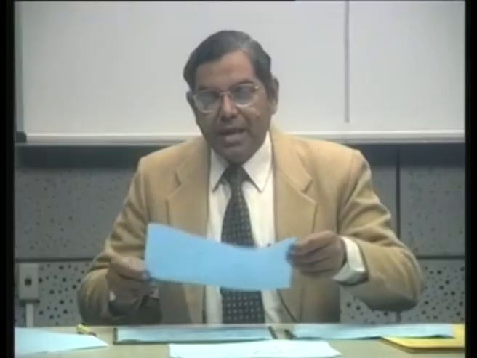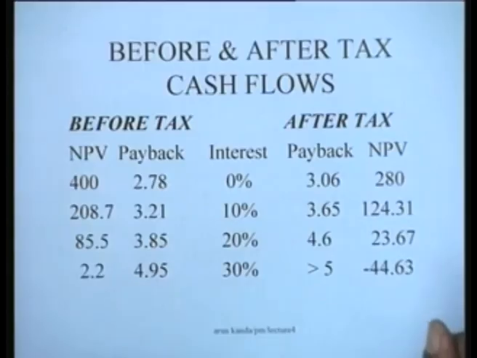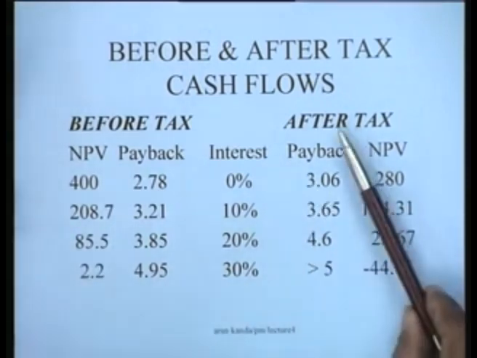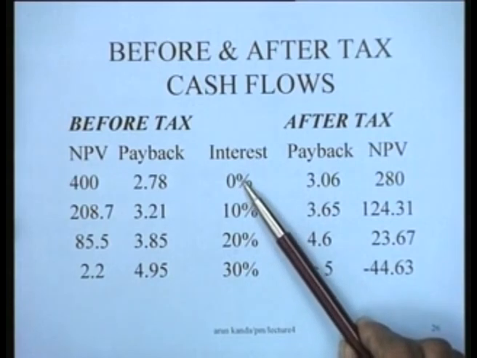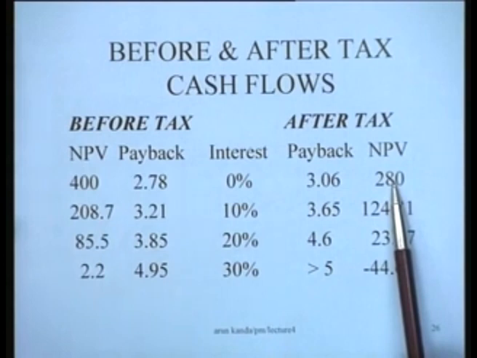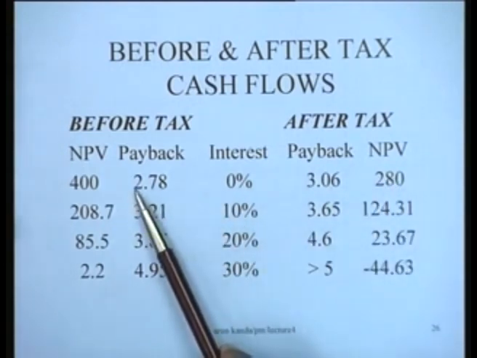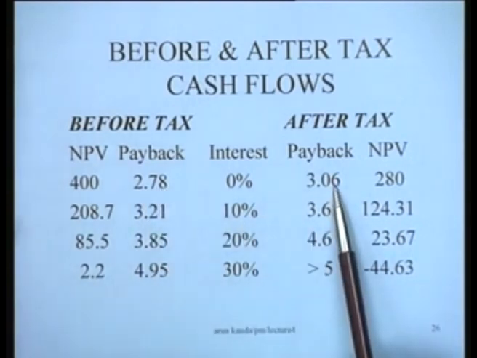Let us make a comparison now between the before tax and the after tax cash flows. What we have seen is typically that for the undiscounted case, that is the 0% rate of interest, we had an NPV of 400,000 for the before tax case. It dropped to 280,000 for the after tax case, and the payback period, which was lower at 2.78, went up to 3.06 in this particular situation.